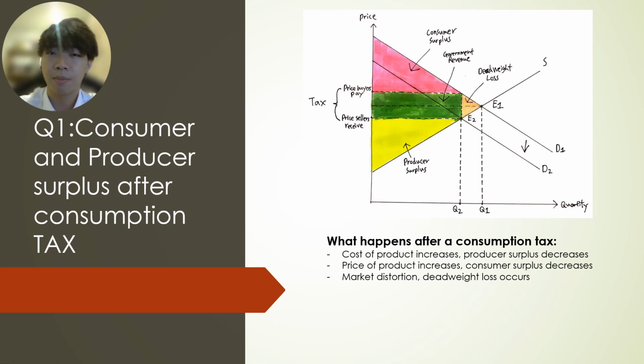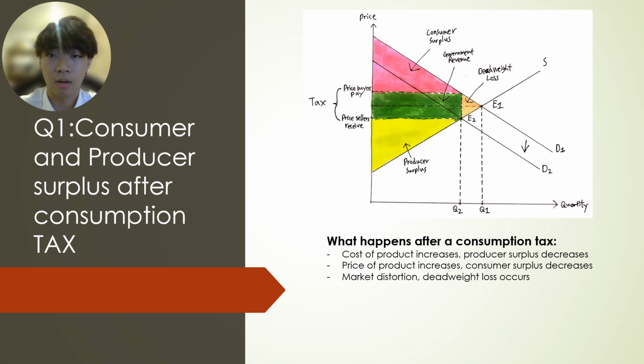Consumption tax affects the demand of the product because it increases the price that consumers have to pay for the product. So when a consumption tax is implemented, the demand curve of this diagram shifts to the left from D1 to D2. The price of the product increases, so buyers will be paying more and the gap between what they pay and what they are willing to pay will be smaller, leading to a reduced consumer surplus, highlighted in pink.